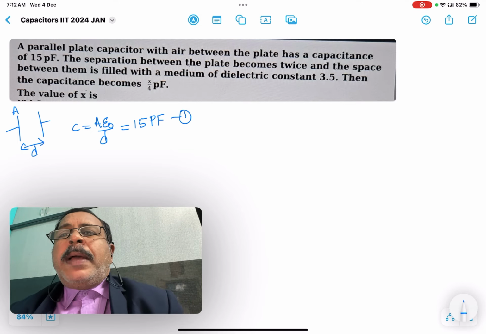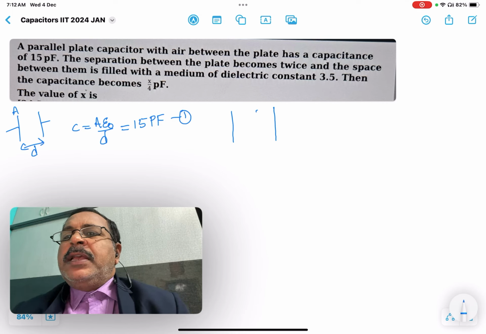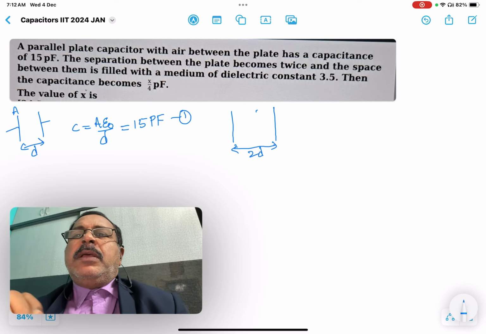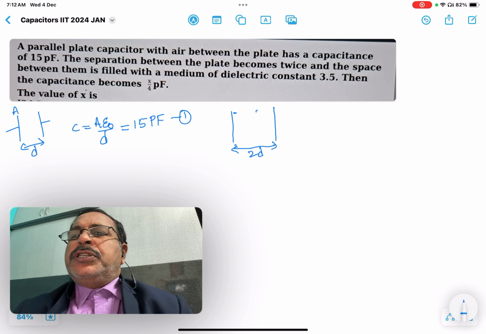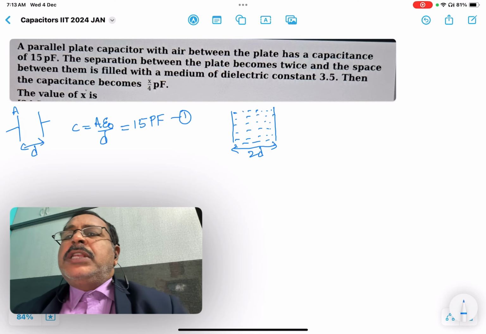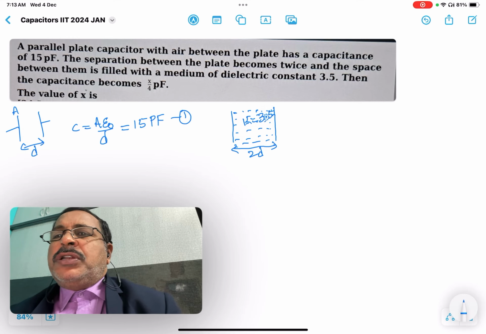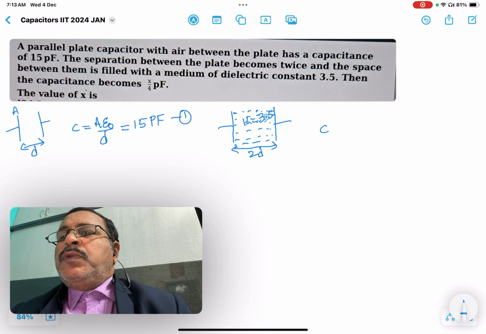Now, the new capacity they are asking. The new capacity means the distance between the plates becomes twice, that is 2D, and the space between them is filled with a medium of dielectric constant. For example, it may be oil, water, mica paper, or a glass plate. So it is filled with a dielectric constant K equals 3.5. Now the new capacity becomes what?